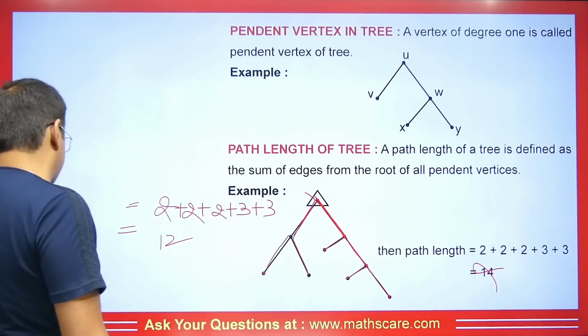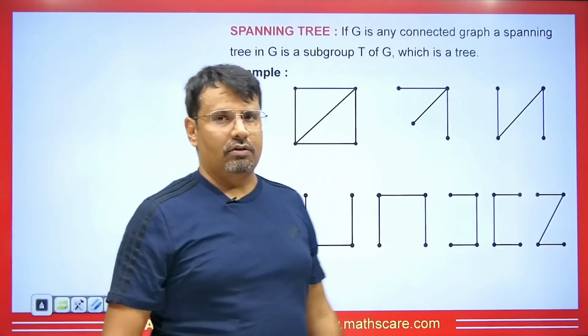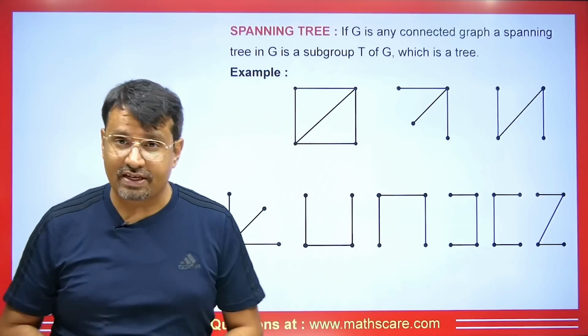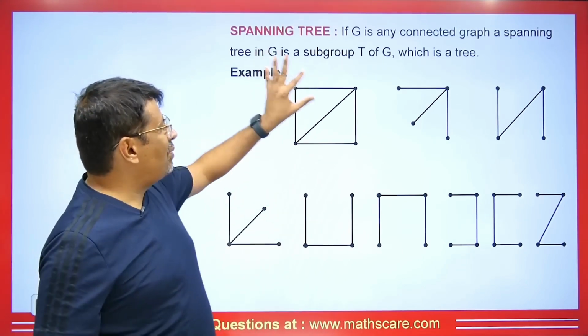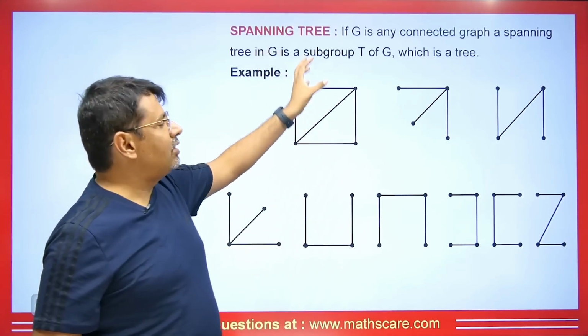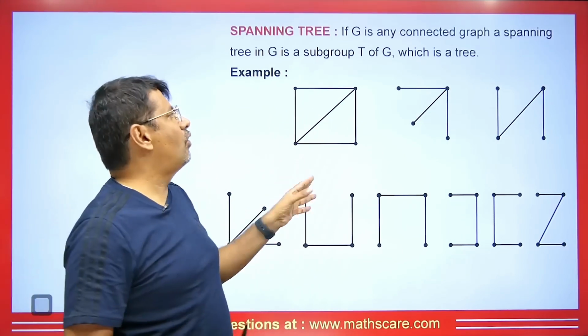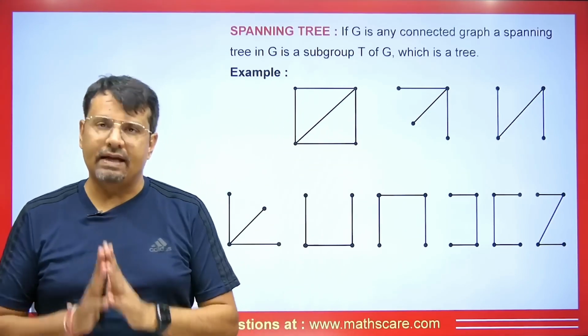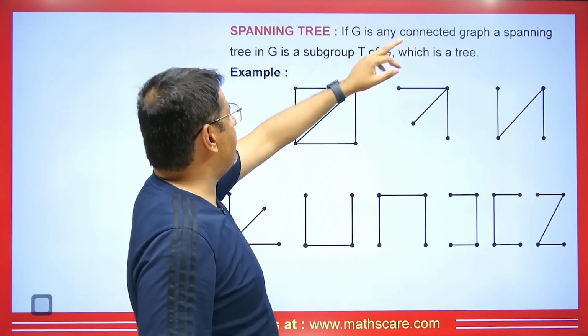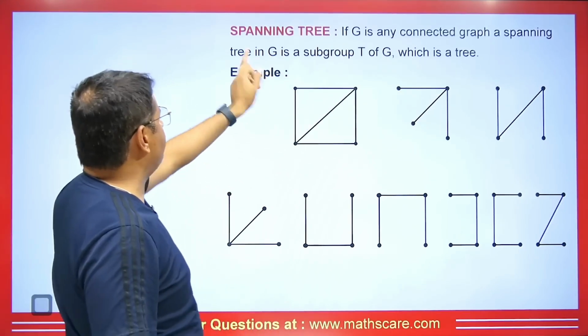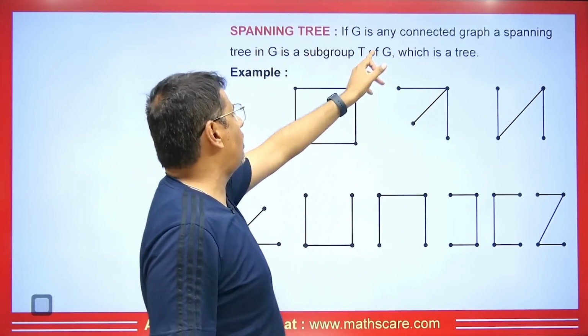Let's proceed. Let's discuss the spanning tree concept. It's a good topic, featured in exams with many questions. If we are given any type of graph, all the graphs that are in the form of a tree, what do we call them? They are called spanning trees. Did you understand this? Let's see the definition now. The definition states that if G is any connected graph, a spanning tree in G is a subgraph T of G, which is a tree. Is it clear?